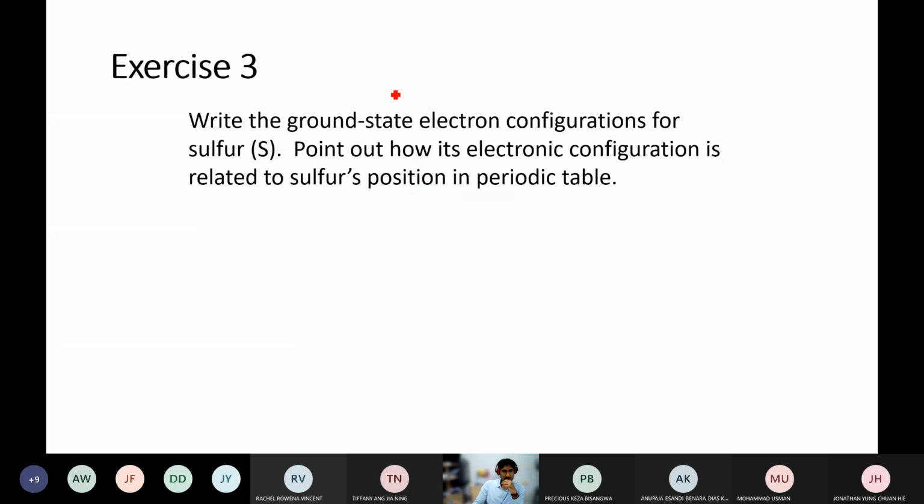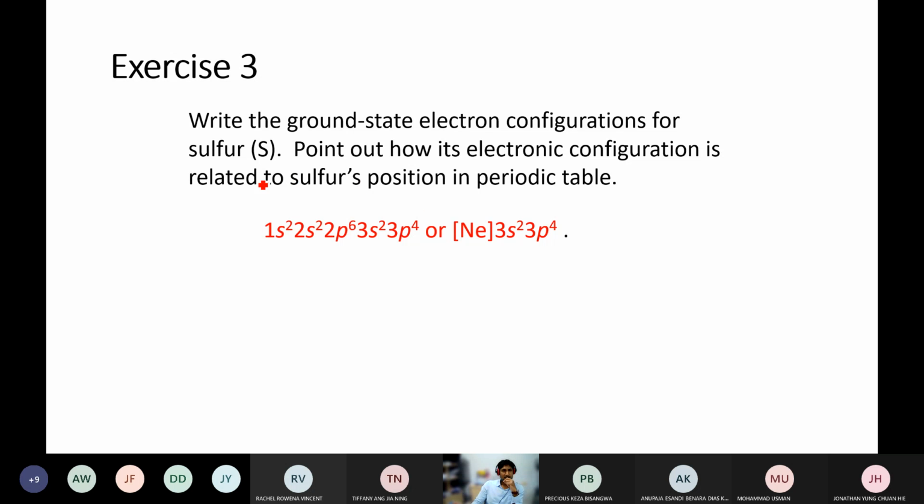But before that, there is an exercise. It says: write the ground state electron configuration for sulfur. Point out how its electronic configuration is related to sulfur's position in the periodic table. If we look at sulfur, it has 16 electrons because there are 16 protons, and its atomic weight is 32.